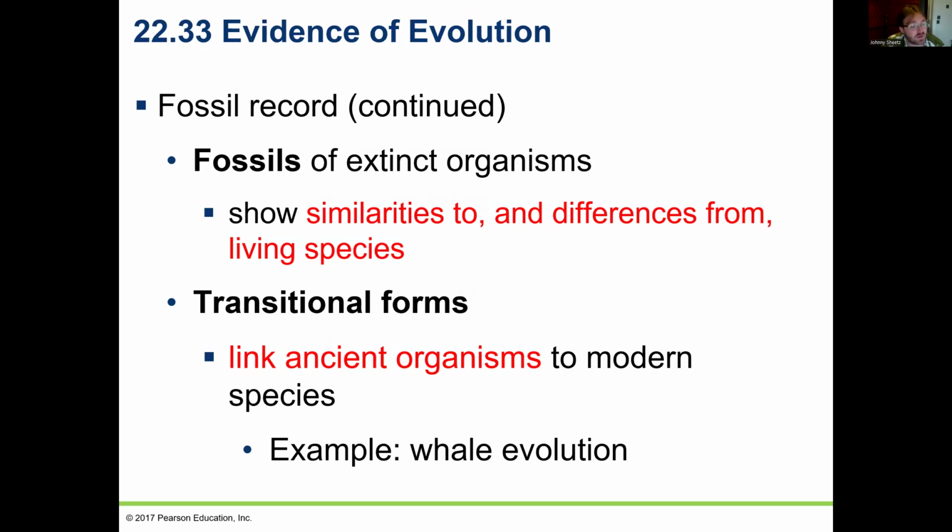Now, the fossils of extinct organisms that we found often show similarities to and pretty extreme differences from living species. We have also been able to find a lot of ancient organisms that we can directly link to modern species because of shared or ancestral traits. Whale evolution is pretty well documented. We know that they came to land, then they returned to the water, and now we have whales, and there are transition fossils from every single stage of that.